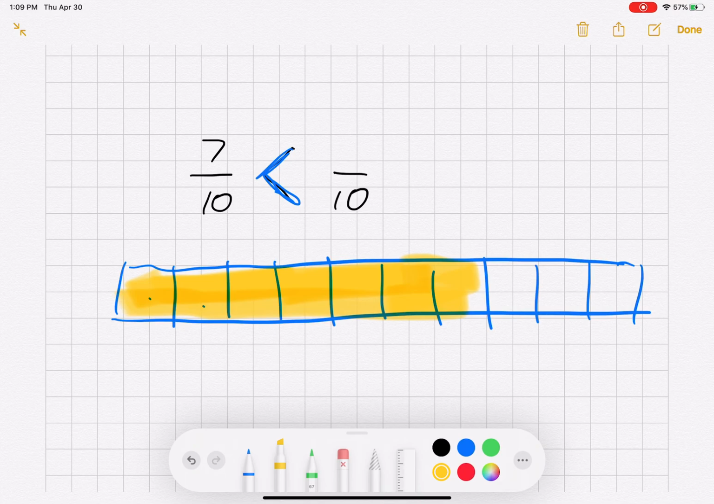All right, so there's 7/10, and now I know that it's bigger than, so I know that any number that's going to go up here is going to be bigger than 7. So that leaves me 8, 9, and 10/10 if I'm staying within 1.